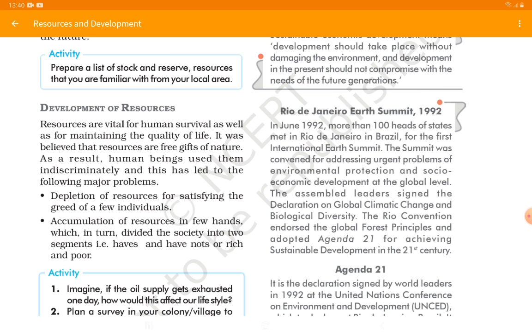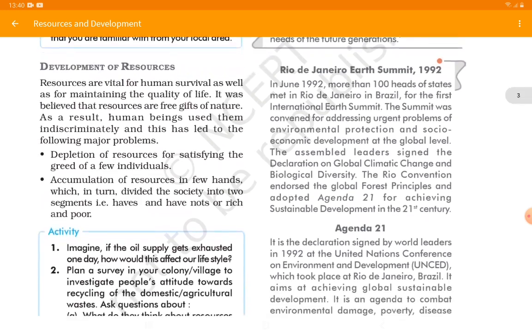Now this is another important 3-mark question: how human activities have caused the depletion of resources. The points will be: first, depletion of resources for satisfying the greed of a few individuals. Means some people are greedy and they want more and more resources, that is the major cause of depletion. Accumulation of resources in few hands, which in turn divides the society into two segments, that is haves and have-nots, or rich and poor.